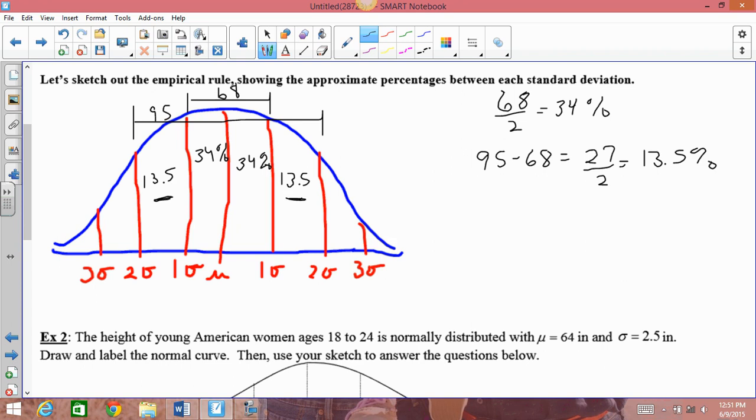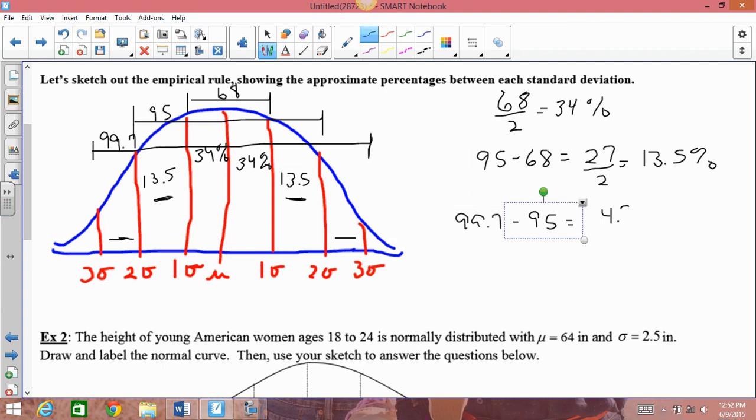Then your next rule said that 99.7% of your data was between 3 above and 3 below. So to figure out how much is left over for these next 2 rectangles, I do 99.7 minus 95. That gives me 4.7. Take that and divide it by 2, and that gives me 2.35%. So that's the percentage then that I want to go in those next 2 rectangles, 2.35.